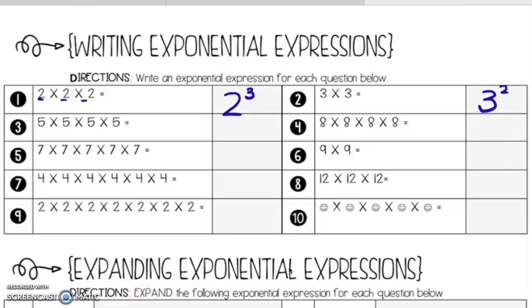Okay. For number 3, we have 5 times 5 times 5 times 5. 5 is going to be our base, and we're multiplying it 1, 2, 3, 4 times, so our exponent is a 4. 5 to the 4th power.